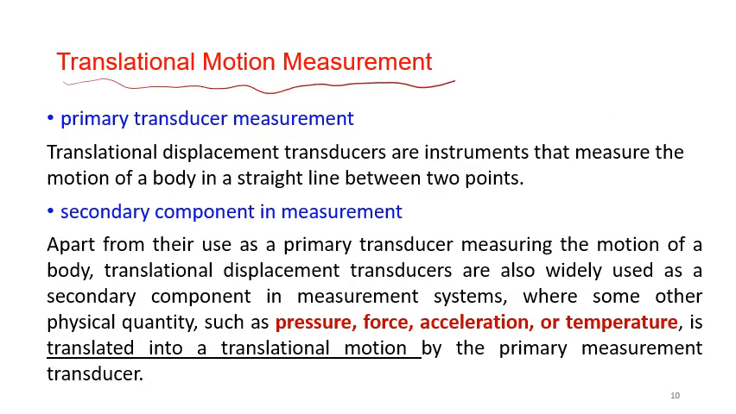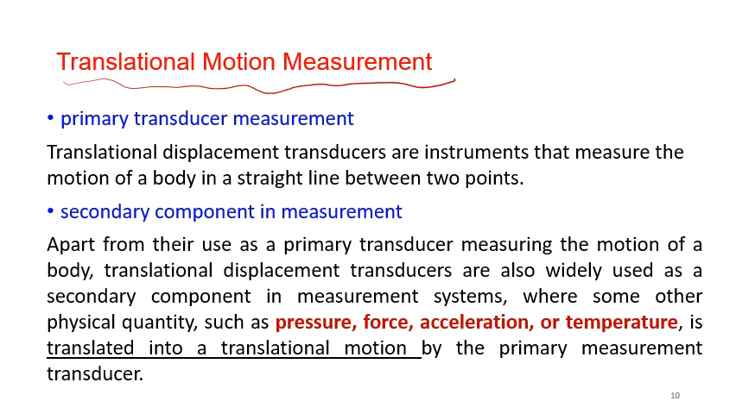Translational motion measurement. Here we are going to measure the translational motion, where we can use this kind of measurement as a primary transducer measurement or a secondary component in measurement. What does it mean here? In a primary transducer measurement, that means we are using the sensor by itself to measure the displacement, or the translational motion. That's the motion in a straight line.